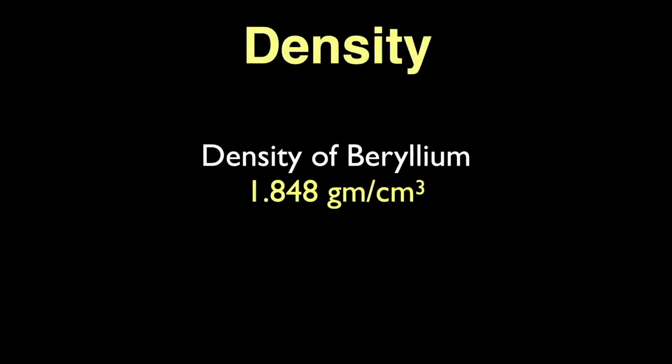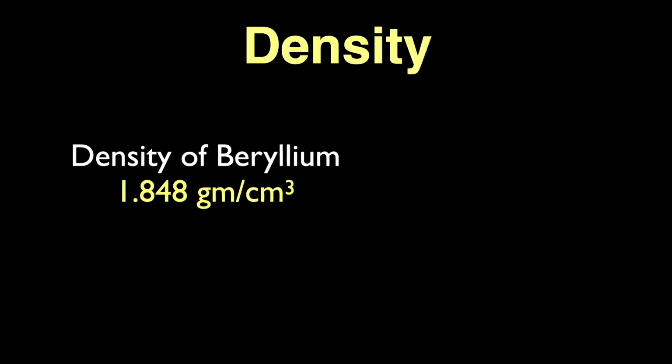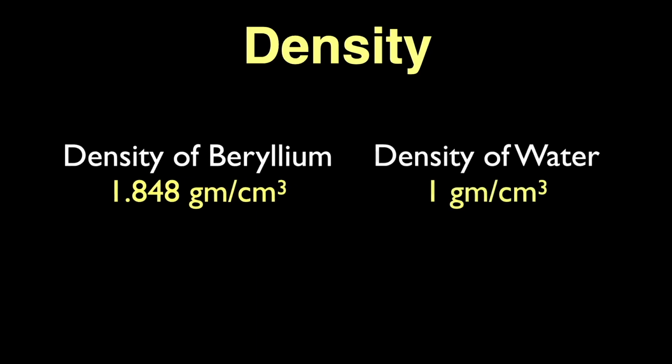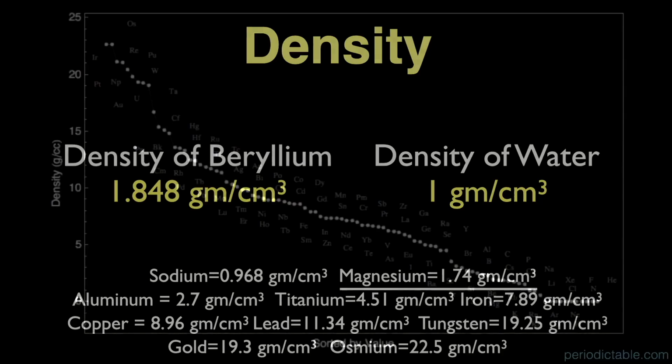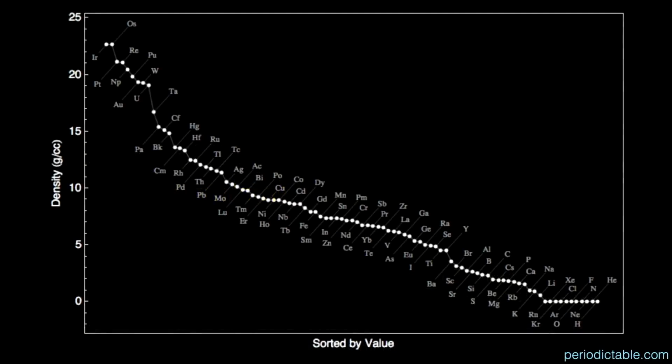Beryllium is very light. Its density is only 1.848 grams per cubic centimeter, slightly less than double that of water at 1 gram per cubic centimeter. I've put up a few more elemental densities so you can compare. Note that beryllium is about the same density as magnesium at 1.74 grams per cubic centimeter. Here's a graph of the elements from highest density to lowest density.